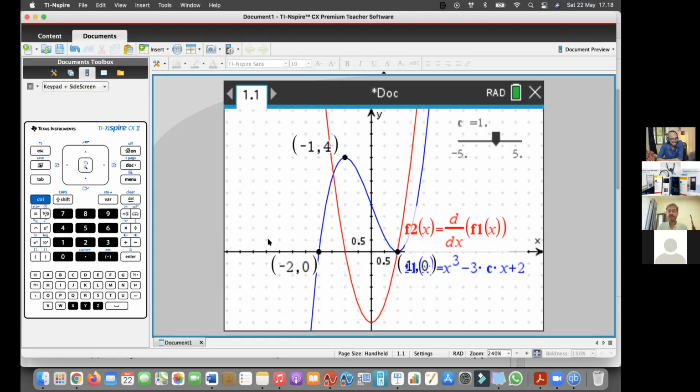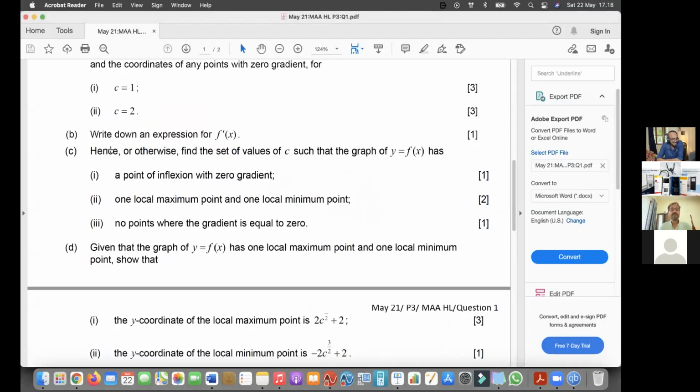Okay, moving on. So the next question was, write down an expression for f prime. John, one thing, what do you see on my screen? The paper, I'm seeing the question. Lovely. Hence, or otherwise, find the set of values of C. Now, the next part is 1, 2, and 1, total 4 marks. So we don't have to spend too much time here. Hence, or otherwise, find the set of values of C such that the graph of y equals f(x) has a point of inflection with 0 gradient, 1 local maximum and 1 local minimum, and no point where the gradient is equal to 0.